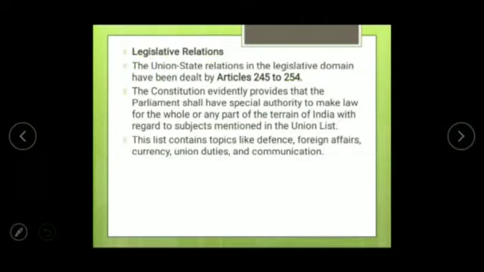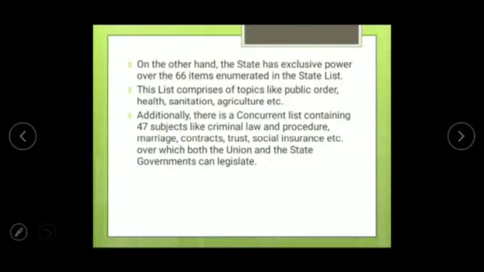Then union-state relation in the legislative domain has been dealt with in this. All right, we know the articles. The Constitution evidently provides that Parliament shall have special authority to make law for the whole or any part of the territory of India. Perfect. Now, this list contains topics like defense, foreign affairs, currency, union duties, communication. This is what the Union List contains. Now, on the other hand, the State List.